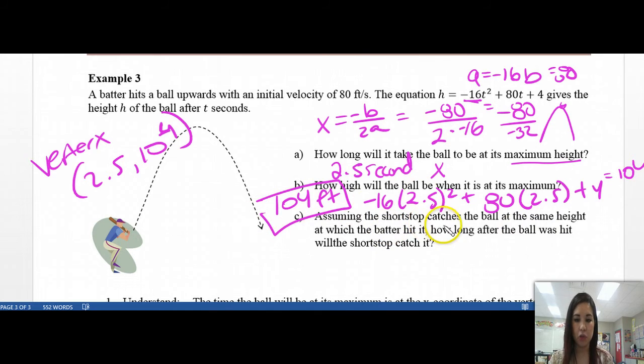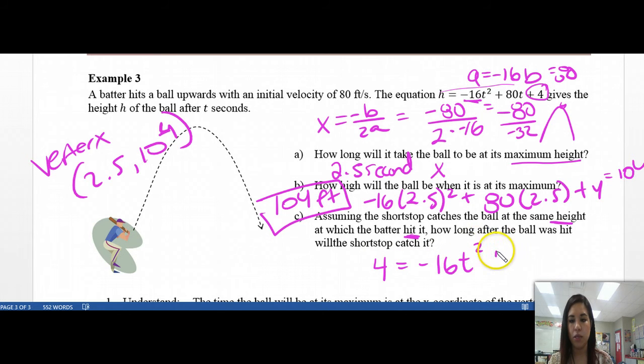Okay, assuming the shortstop catches the ball at the same height at which the batter hit it, how long after the ball was hit will the shortstop catch it? So it's going to catch it at the same height at which the batter hit it. So it's starting at 4. We're trying to figure out at 4 feet. So we're going to set this whole equation equal to 4 feet. So let's do that. 4 equals negative 16t squared plus 80t plus 4.